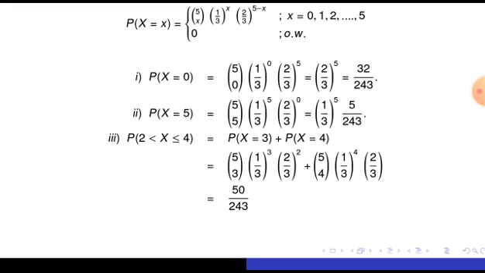Then third one, probability of x strictly greater than 2 and less than or equal to 4.